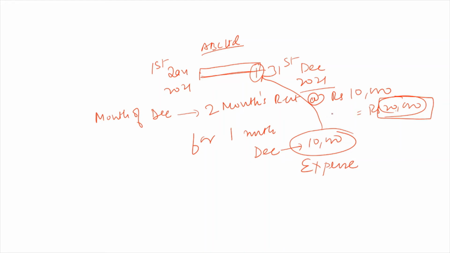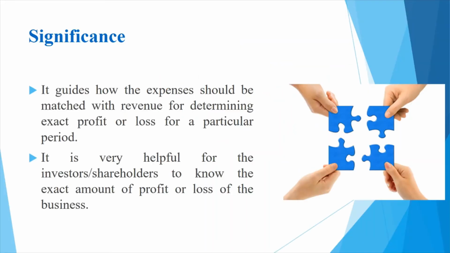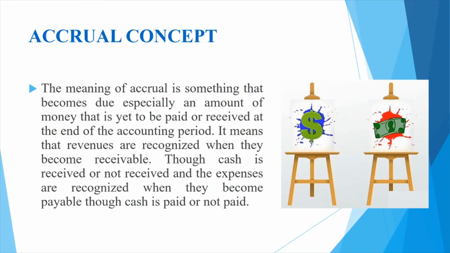And technically we'll see that this will be an asset in the business organization. But what we're trying to understand is how to match the income and the expenses, and also to understand the accrual principle. The accrual principle says that even though money has not been paid or received, if the services have been rendered or the goods have been delivered, the revenue will be counted.